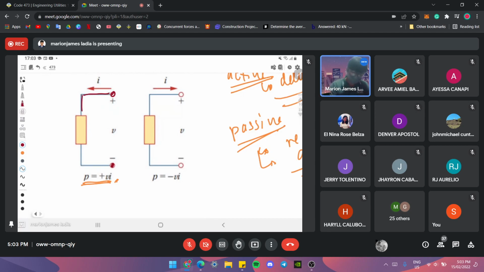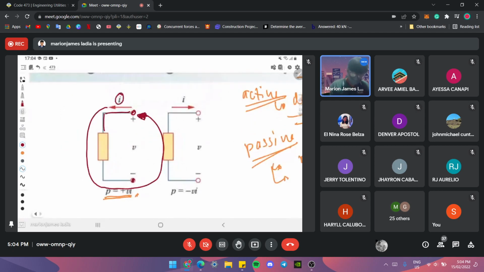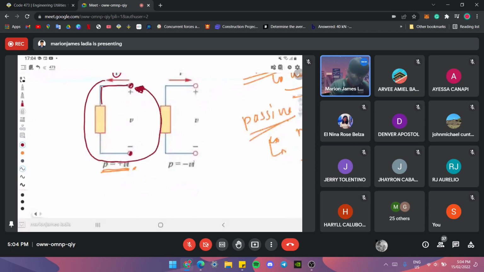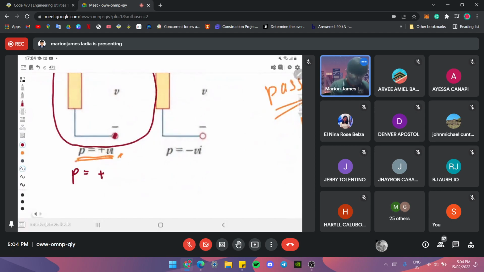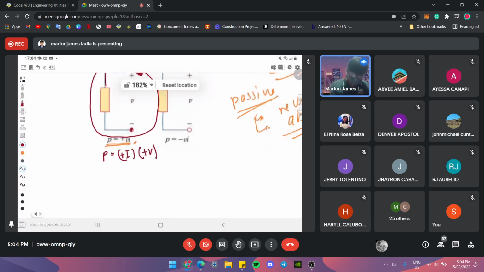So the current enters the positive terminal of our element, or if you're in doubt, you just rotate it, you just pass it through the circuit. So it enters the positive. Therefore, the magnitude of our I is positive, and the direction is positive. So P is equal to positive I, and where the current enters is the positive side of our V. So therefore, positive P, and from this you may say that P is equal to VI.